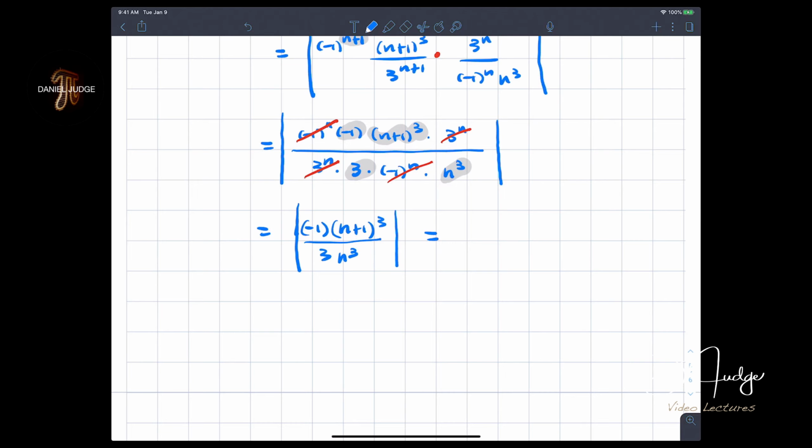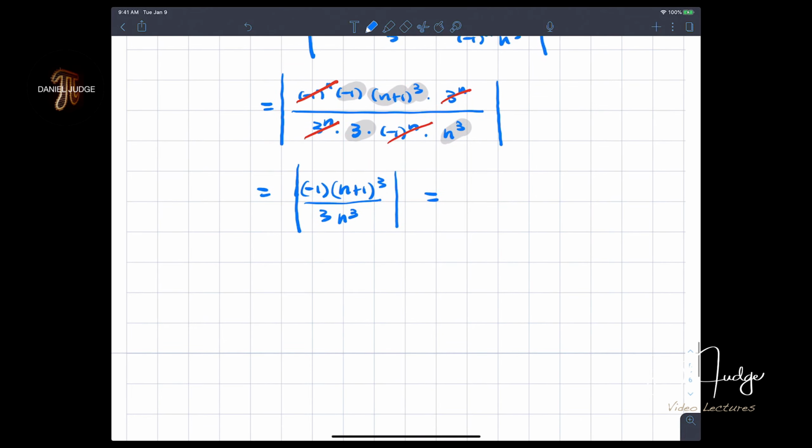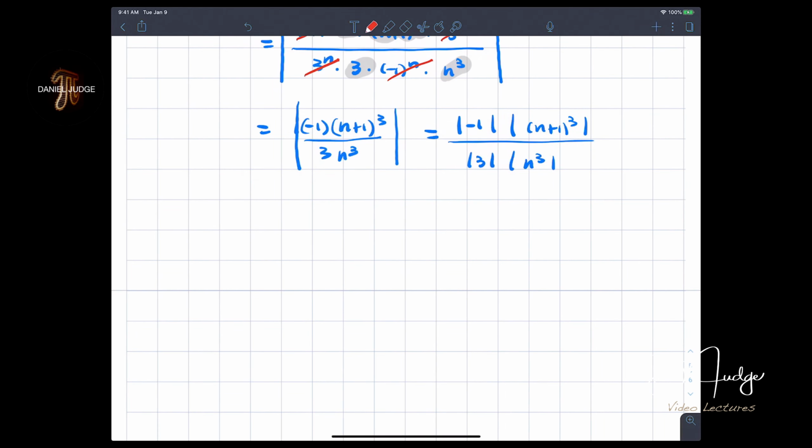All right. Now, I'm going to do a few things here. I'm going to use properties. Absolute value of negative 1, absolute value of n plus 1 cubed, okay? Absolute value of 3, absolute value of n cubed. So I'm using properties of absolute value that when you divide, we can separate those terms. And when you multiply, we can separate the terms. So really, we can separate every term with an absolute value. Some of these things, like this is going to be 1, and this is going to be 3.